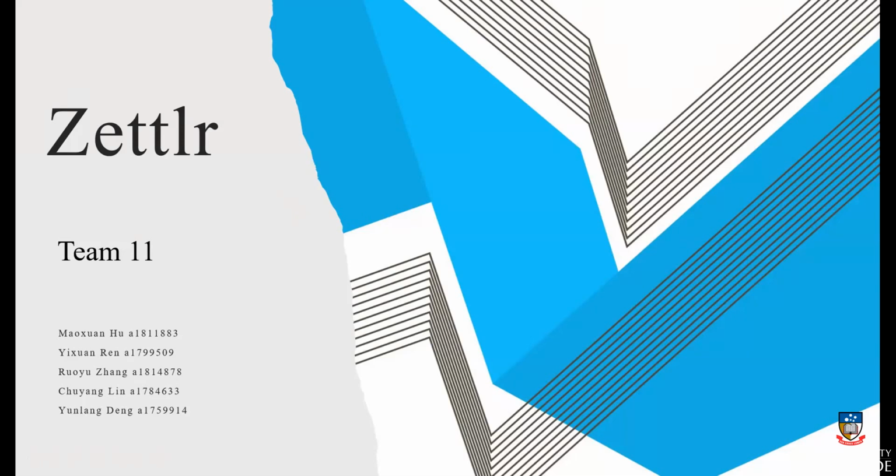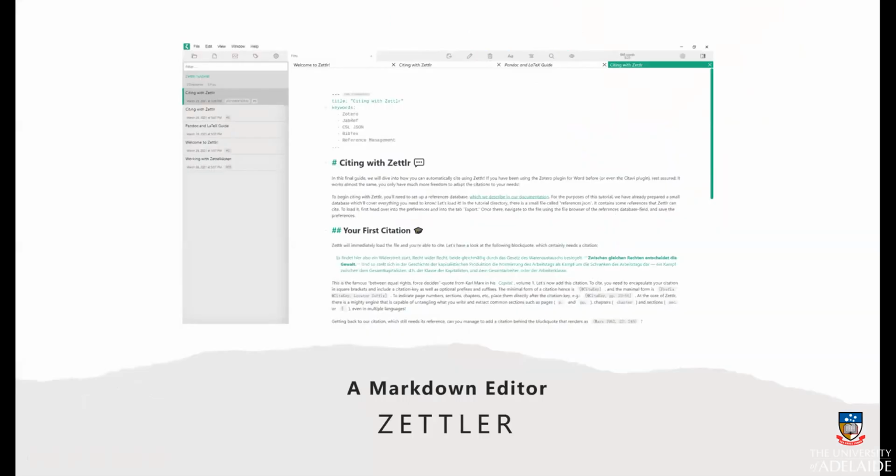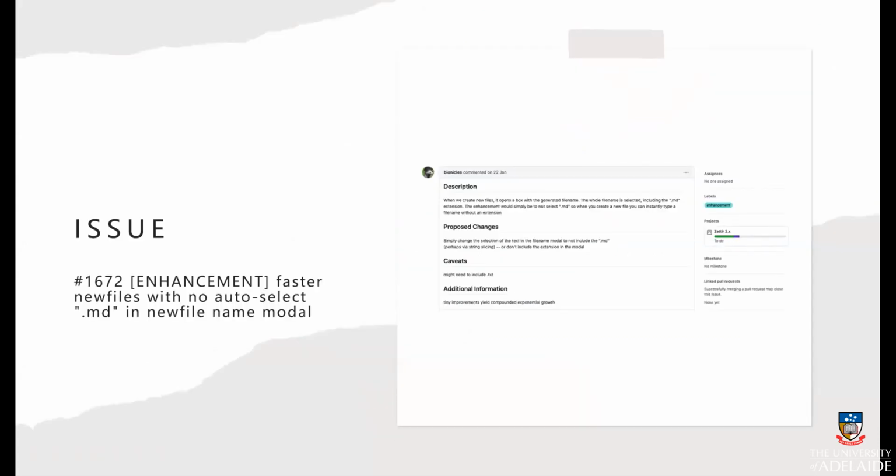Morning, everyone. We are team 11. We'll be contributing to Zettler as well, which is a Markdown editor with plenty of nice features. It helps the user to write professionally and efficiently. The issue we are going to work on is number 1672, which is found when a user creates a new file, and the whole file name is automatically selected, including the Markdown extension. The enhancement would simply be to not select the extension, so when you're making a new file, you can instantly type a file name only.